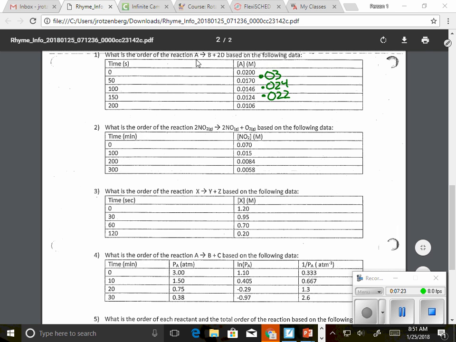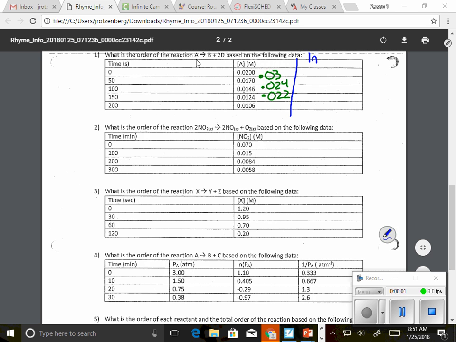Does this look like linear change? No. If it was linear change, it would change by the same amount each time. But this isn't changing by that. What I can do then is I know that since this is not linear change, concentration versus time would not give me a straight line graph. Therefore, this is not a zero order reaction.